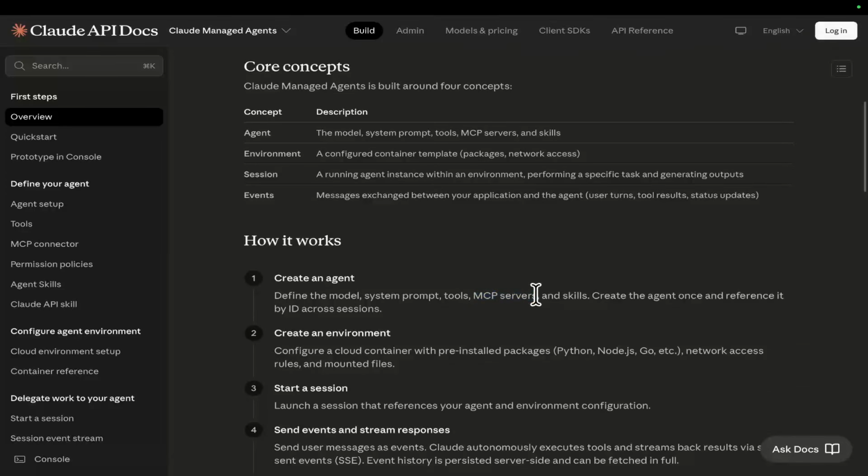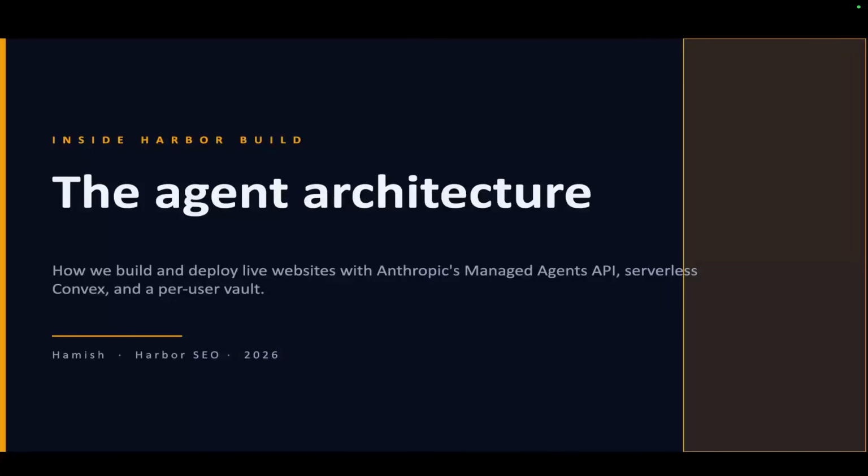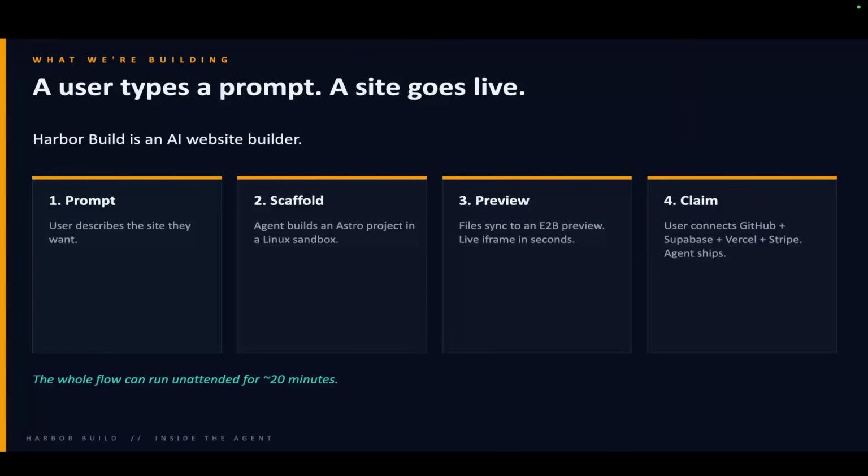Another really cool thing is you can add MCP servers, you can add skills, and you can add a lot more. Okay, so this is what we're going to be talking about in today's video. The agent architecture: how we build and deploy live websites with Anthropic's Managed Agents API, serverless Convex, and a per user vault. So a user types a prompt, a site goes live.